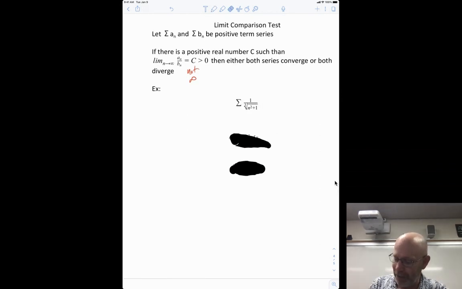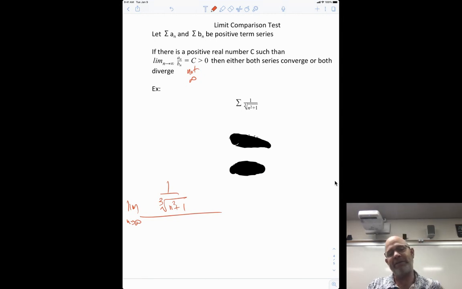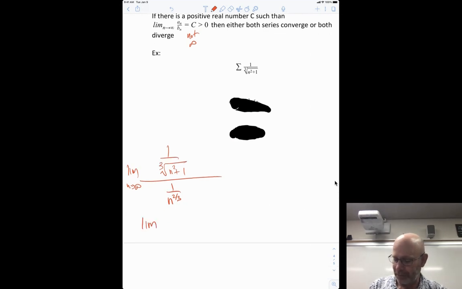So I'm going to start with this problem here: 1 over the cube root of n squared plus 1. I need to compare this to something and then take the limit as n approaches infinity. The only things we really have to compare to are p-series. Maybe we have harmonic, telescoping, and geometric. There's a couple of other ones, but for the most part, we haven't learned a whole lot. I see a 1 over n to the 2/3 in here, because there's n squared and a cube root. So I'm going to compare it to 1 over n to the 2/3. When I do this comparison, I'm going to invert and multiply.